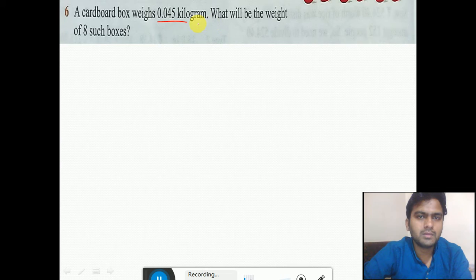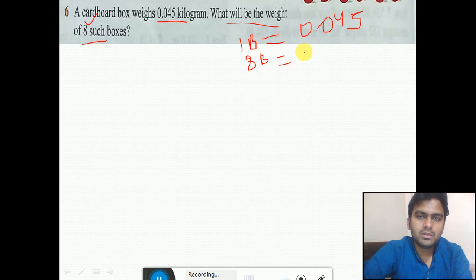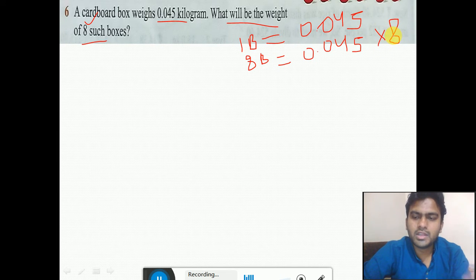A cardboard box weighs 0.0545 kilogram. What will be the weight of 8 such boxes? Means one box weight equals 0.045. This is given to us. Now 8 such boxes. So one box weighs this much, so 8 boxes weigh 0.045 into 8. So what you have to do is multiply this number by 8, so you will get the answer.